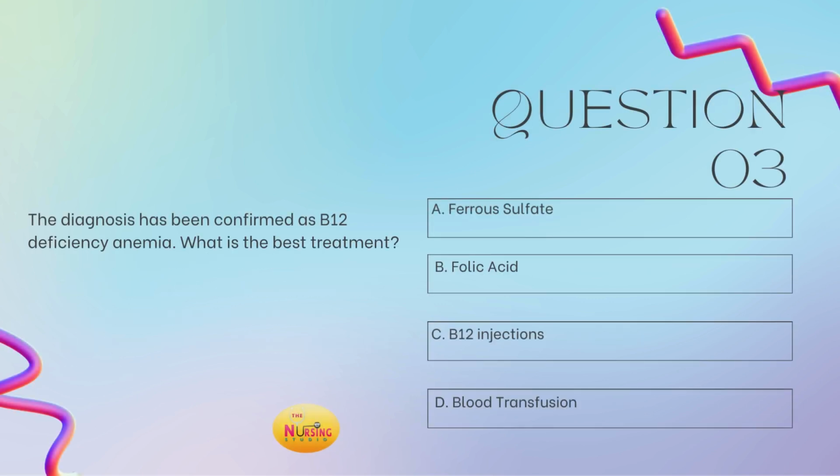And lastly, y'all, for today, question number 3, the diagnosis has been confirmed as B12 deficiency anemia. So what is the best treatment? Is it A, ferrous sulfate, B, folic acid, C, B12 injections, or D, blood transfusion? Take a moment and tell me what you got.